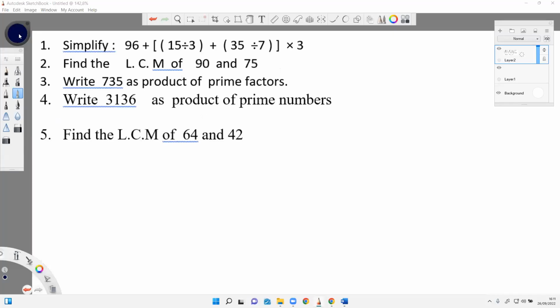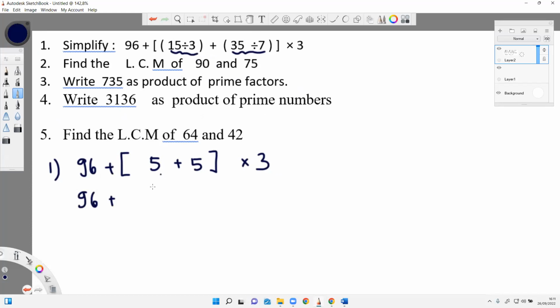Okay, so for number one, if we're going to simplify this, you have to start from the innermost bracket, right? So 96 plus, we have the square bracket here, and then 15 divided by 3, you have to finish it first. 15 divided by 3 is 5, plus 35 divided by 7 is also 5. You need to understand the division. Next, 96 plus the innermost bracket, which is also 10 times 3, right?